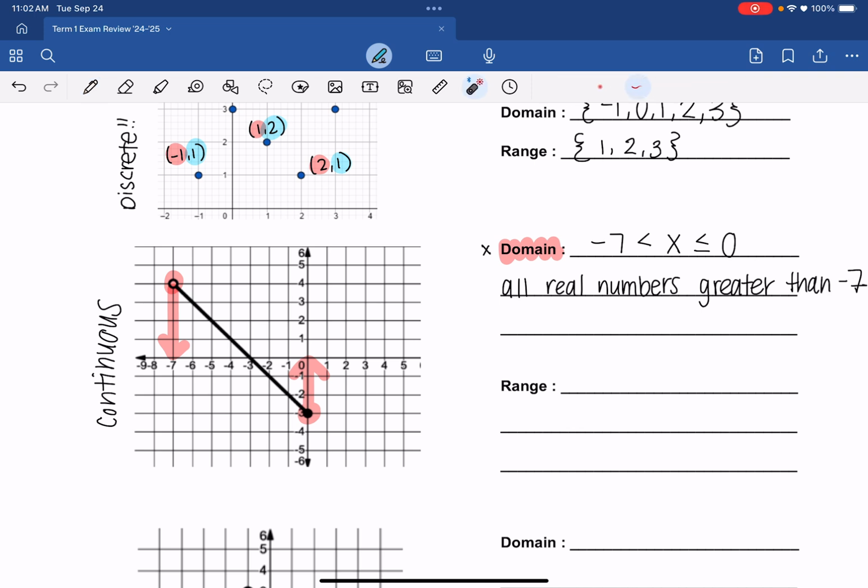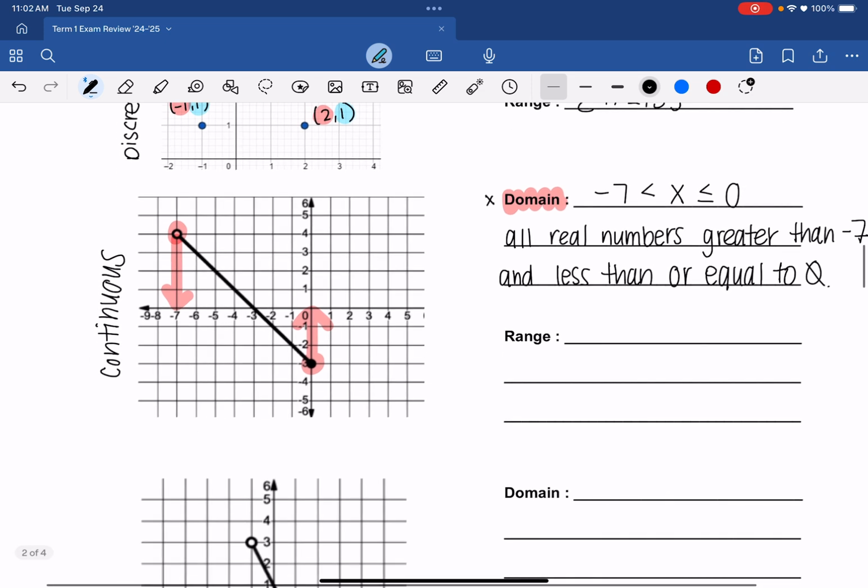But the highest point is 0. So how I would write that is less than or equal to 0. So x less than or equal to 0. All right, my range is from bottom to top.